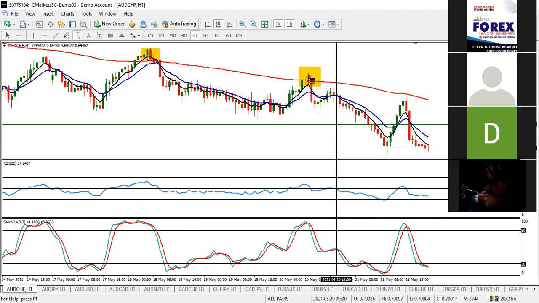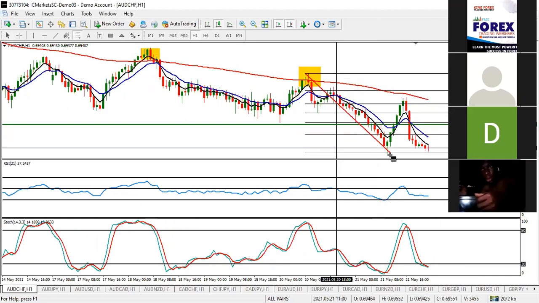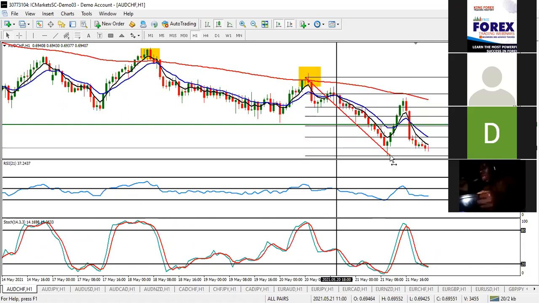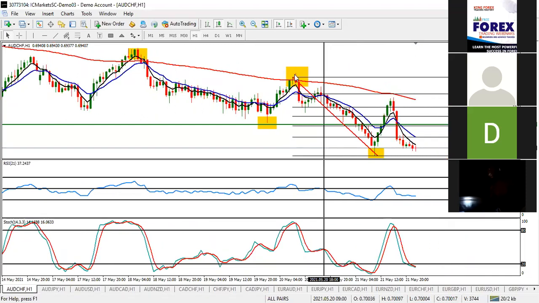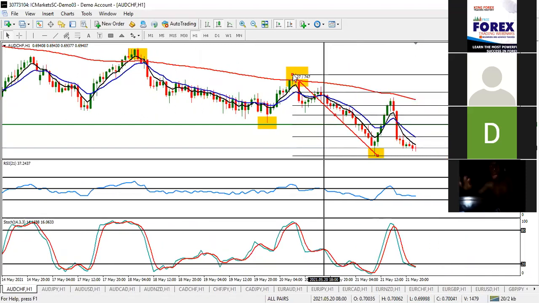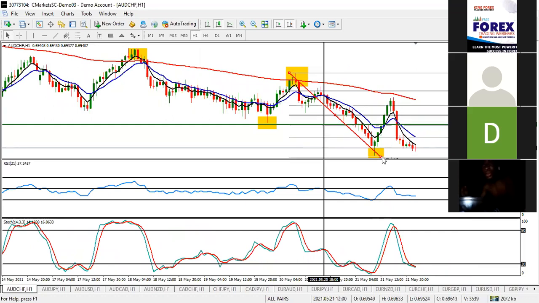Once you click on the fib, take it from the last high, then draw it to the last low. Now you can see we have a low right here and a low right here. Which one is the recent low? This one. Yes, good. So you want to draw it from the recent high to the recent low.